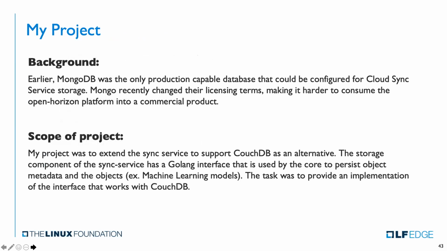To my amazement, I got the opportunity. Coming to my project, so earlier, MongoDB was the only production-capable database that could be configured for the Cloud Sync service storage. But Mongo recently changed their licensing terms, making it harder to consume Open Horizon as a commercial product. The storage component of the Sync service has a Golang interface that is used by the core to persist object metadata and the objects themselves, which are mostly machine learning models.